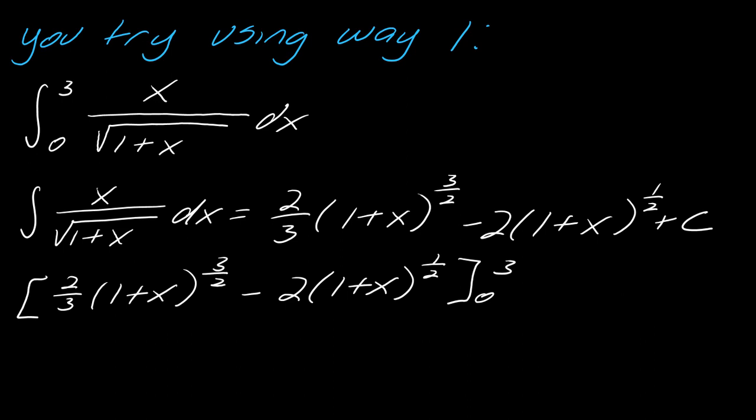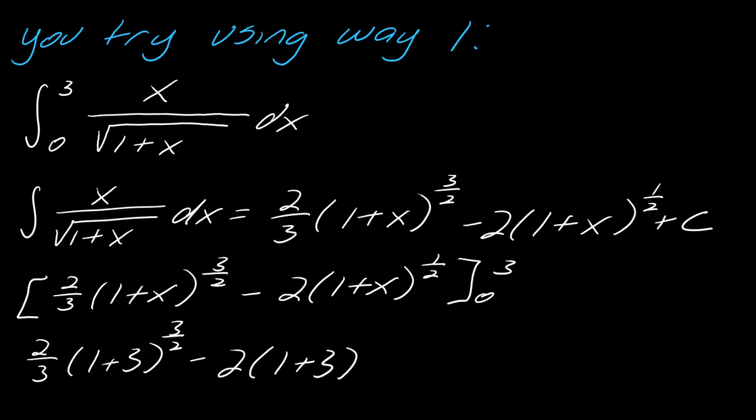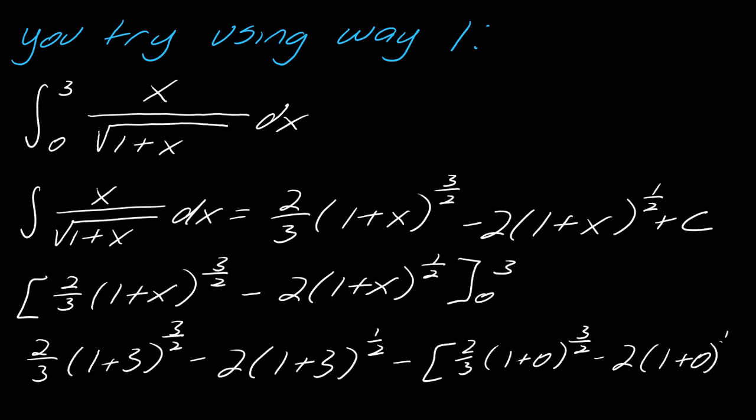And so if I plug everything in, this will become 2/3 times (1 plus 3) to the 3/2 minus 2 times (1 plus 3) to the 1/2, minus 2/3 times (1 plus 0) to the 3/2 minus 2 times (1 plus 0) to the 1/2. Okay, so you're going to plug all of this in, and I'm kind of running out of room here, so I'll write down what the final answer is.